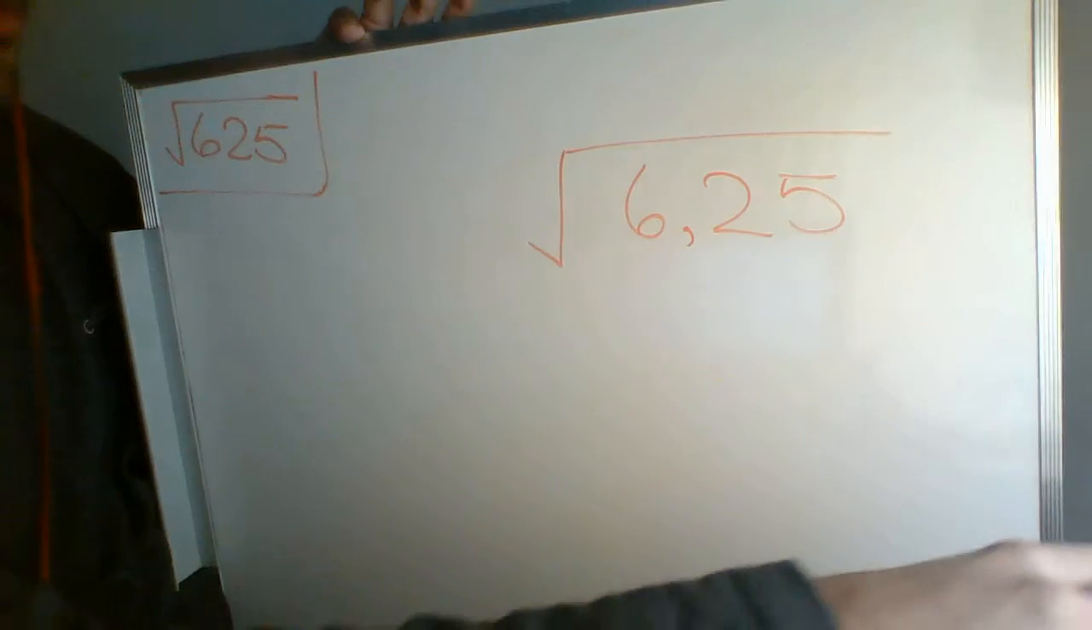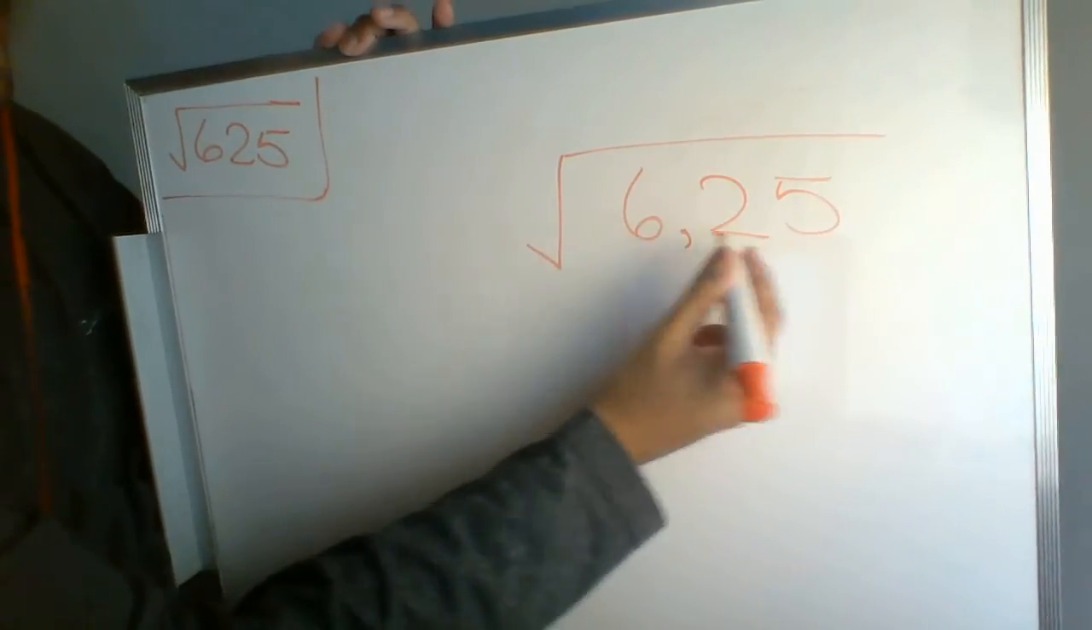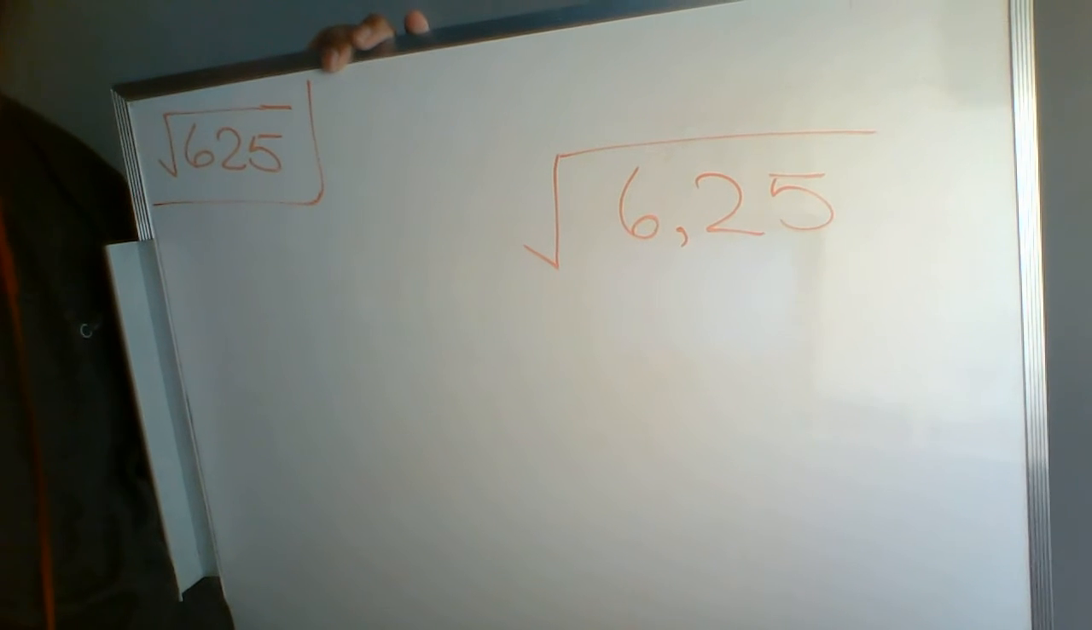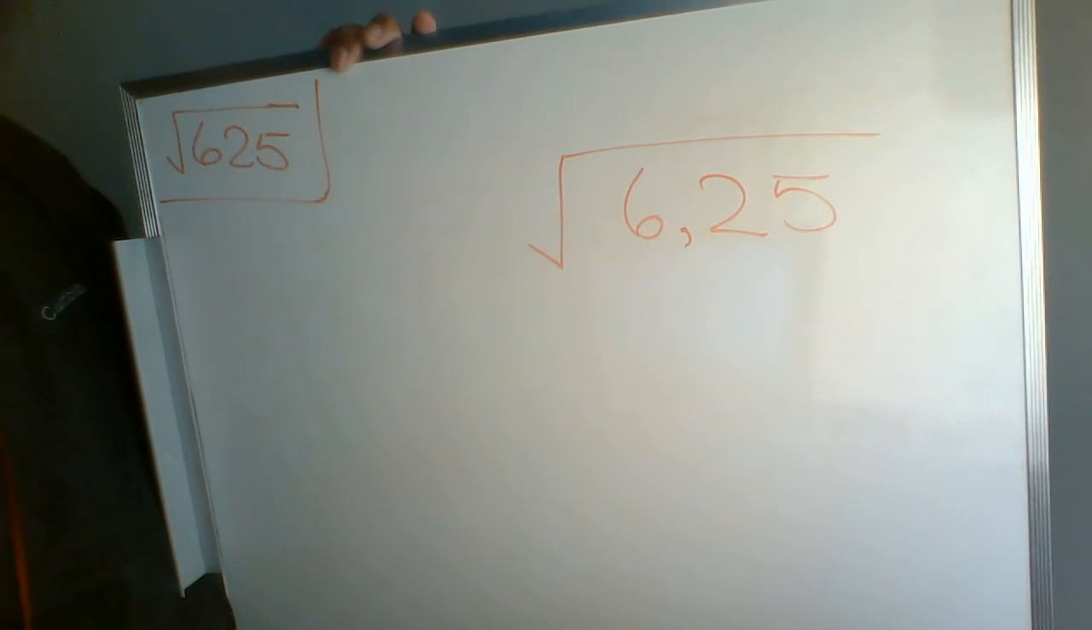So once you've separated the numbers, we've got the 2 digits there, comma, and then we only have 1 digit left over, so that's fine. Now we're ready to start the problem.